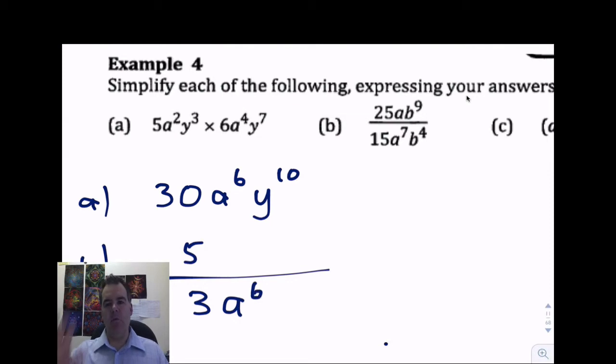Okay? And then we've got b to the 9 over b to the 4. Subtract the powers. 9 minus 4 is 5. We get b to the power of 5 on the top. And that's as simple as we can get it.